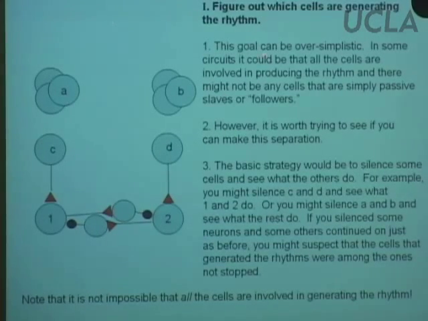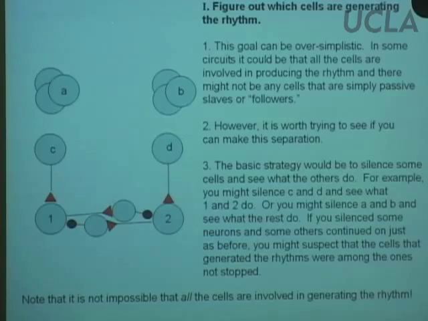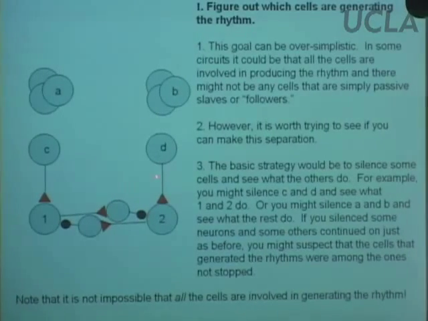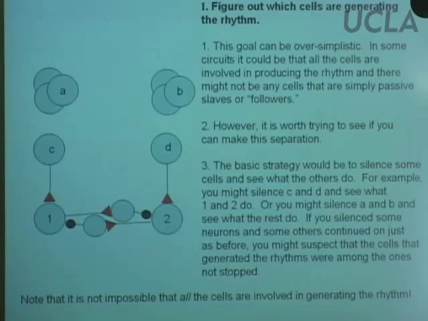So the goal can be oversimplistic, and all the cells can be involved. I may or may not give you an example in a minute of a real case where all the cells are involved. As I say, it's worth trying to make the separation. You can do it the way we did it in class this week, or another strategy, where you know all the cells, would be to silence some cells and see what the others do. If you silence a bunch of cells and the other cells keep doing the thing perfectly, probably those cells you silenced were not part of the generator of the rhythm. On the other hand, if you stop some cells and that mucks up the rhythm, those cells are very likely to be part of the generator of the rhythm. That's the kind of technique that you can employ.